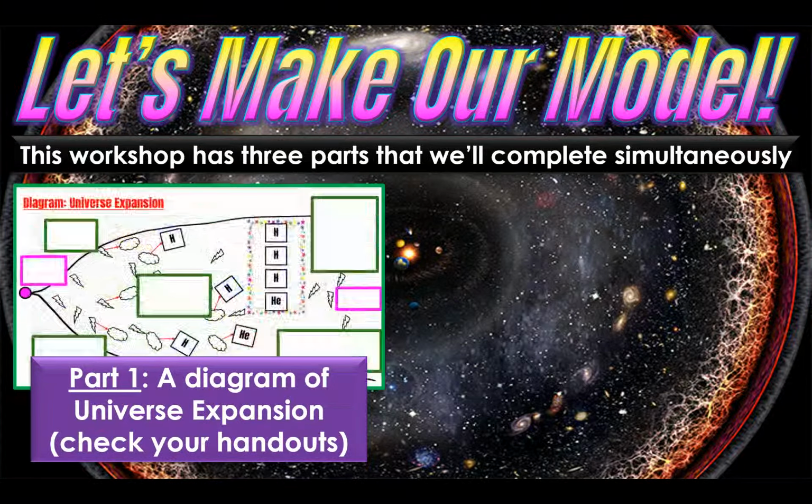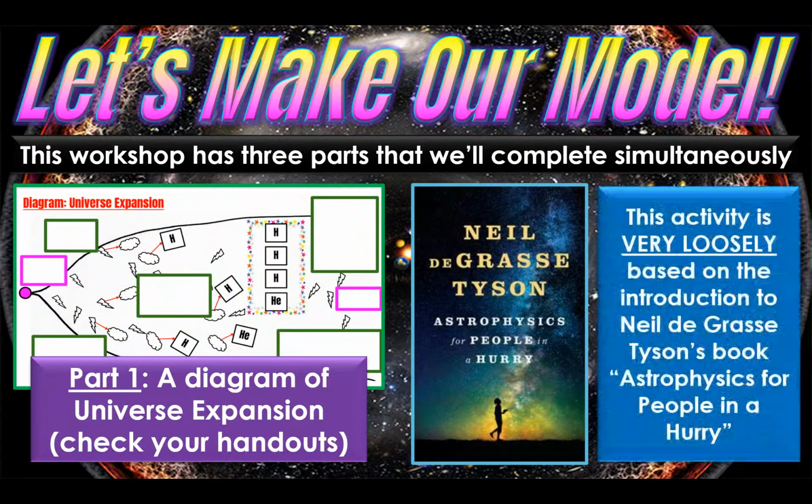You have a blank copy in your handouts. You'll be using this. My students draw this by hand. They just go for it in a notebook. And they do this activity, the actual diagram, over a couple of days before we put together the model. So this is like maybe 2 weeks' worth of information leading up to actually making our model. This diagram is very loosely based on the introduction to Neil deGrasse Tyson's book, Astrophysics for People in a Hurry.